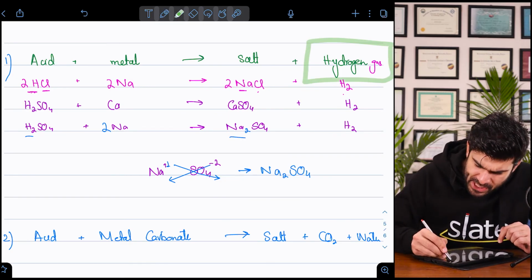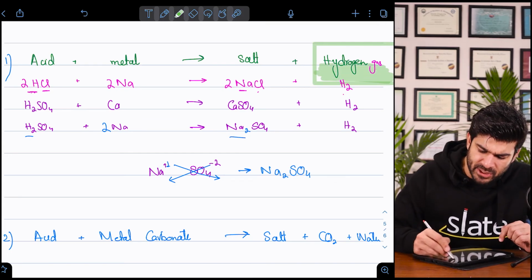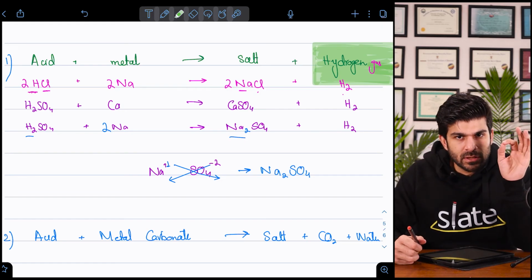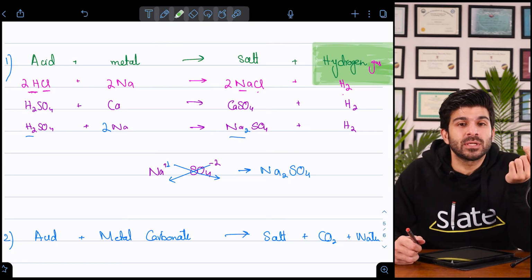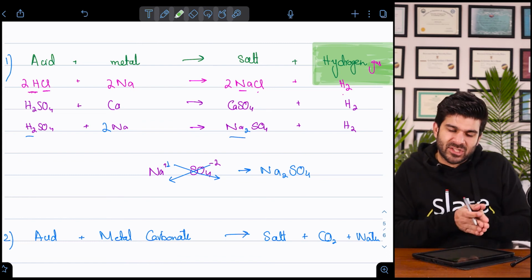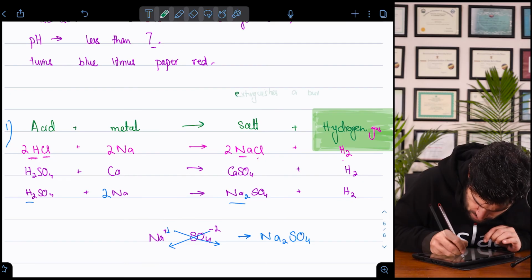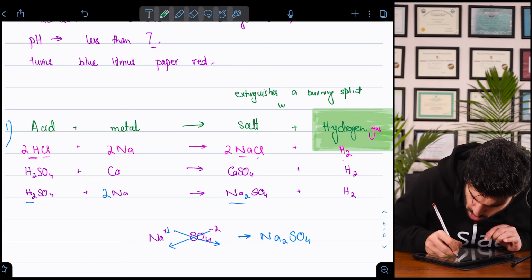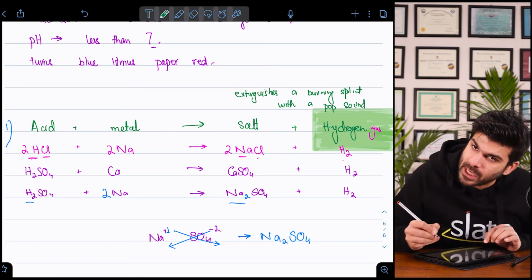So remember, in the above reaction, hydrogen gas is of key importance. As I told you, not many reactions give a hydrogen gas. That hydrogen gas extinguishes a burning splint with a pop sound. So that is the identity of the gas released when acid reacts with metal. So I can write it here: burning splint with a pop sound. So that's hydrogen gas.